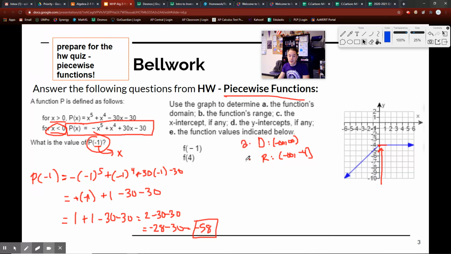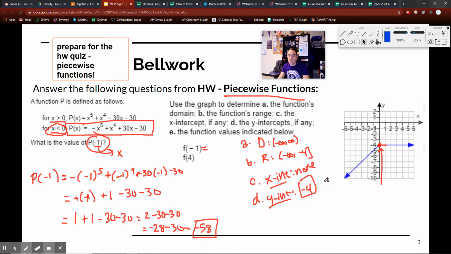Your B value is this range, and then your C value is the x-intercept. Is there any x-intercepts? No, it doesn't cross it. So you're just going to say none. Okay. What about D? Is there any y-intercepts? Actually, yes, there is. Right at negative 4. That same point, right? So negative 4, boom.